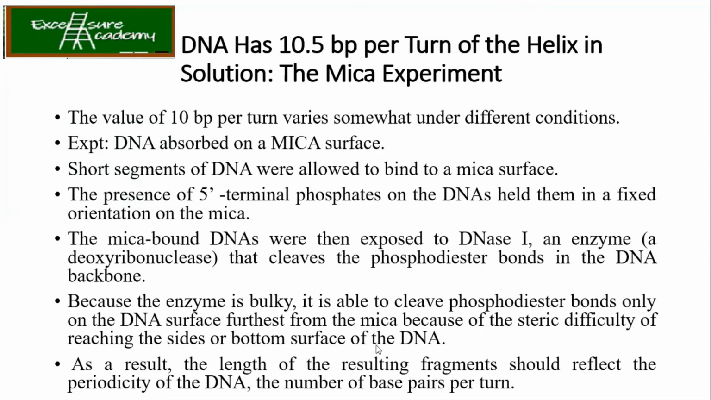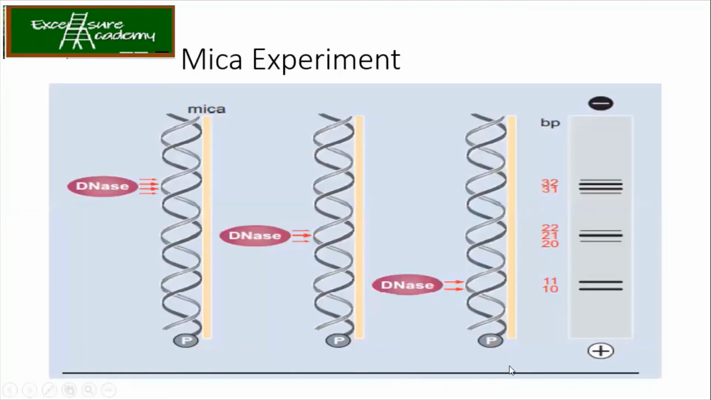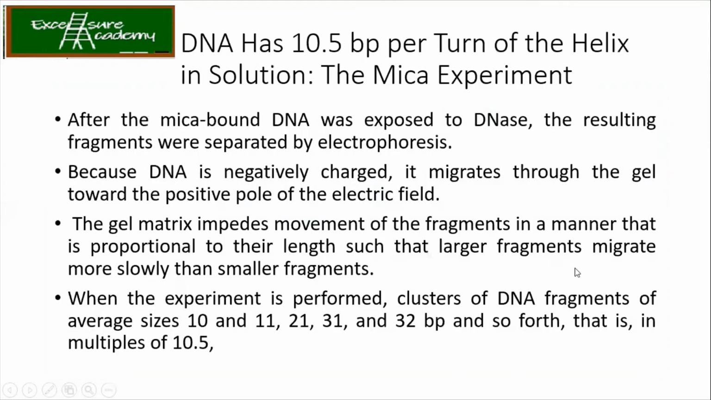Now this also we have discussed. Wherever it was possible for the enzyme to reach and cleave, cuts were made, okay? And only in the region which was farther from the mica is the enzyme able to make the cut. Now, this is how it looks. You have the mica surface and the DNA is there. You can see that the DNase is making a cut wherever the major groove is present. Okay. When they ran the gel electrophoresis, you see that they got this number of fragments. And when they calculated, they found that it is always a multiple of 10.5 base pairs.